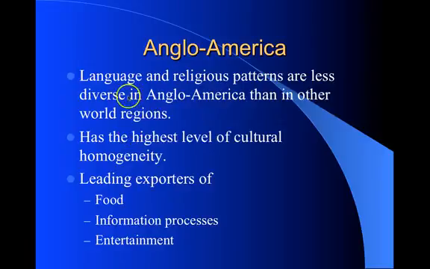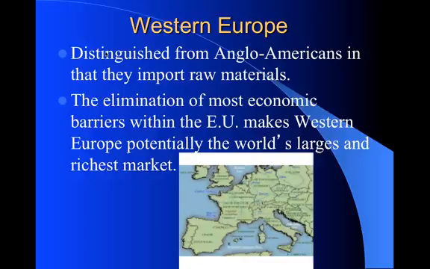We also have a very high level of cultural homogeneity. What does that mean? We don't have a lot of mixing of our population. For all the immigrants we have in our country, we don't have borders that are so open. There's all this mixing going on. So cultural homogeneity is very similar at this time where people are very much the same. We export a lot of food, we export a lot of information, and we export a lot of entertainment. That's our thing that we do.